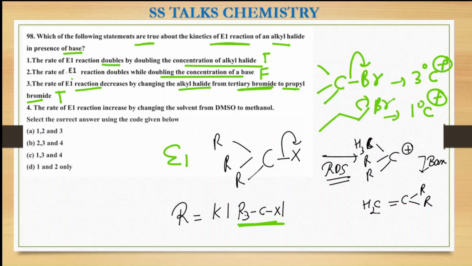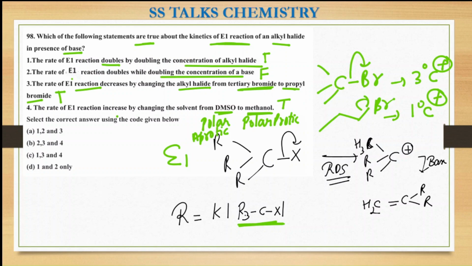Next one says, the rate of the E1 reaction increases by changing the solvent from DMSO, which is my polar aprotic solvent, to methanol. So this is your polar protic solvent. This is polar protic, and this one is your polar aprotic. So solvents also play a role in stabilizing the carbocations. So the rate of reaction will again vary, rather it increases if you are changing from polar aprotic to polar protic. So the rate of reaction will again increase. So this is again your true statement.